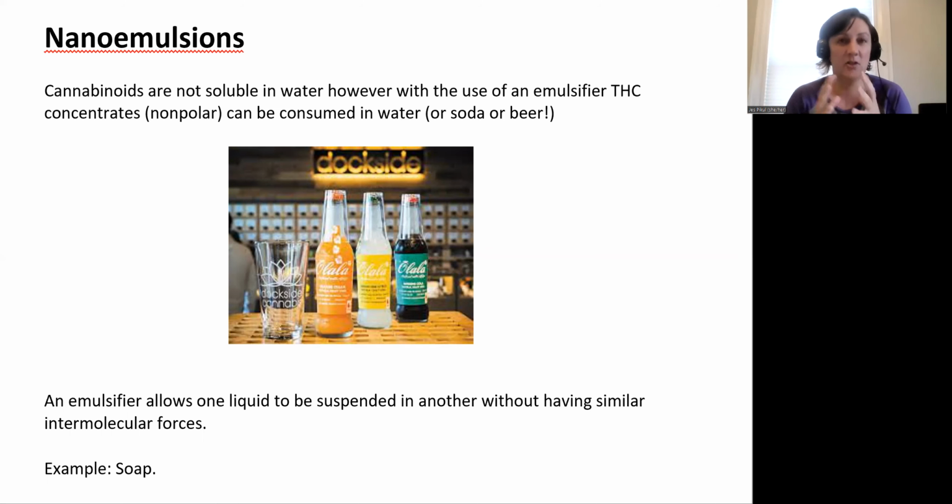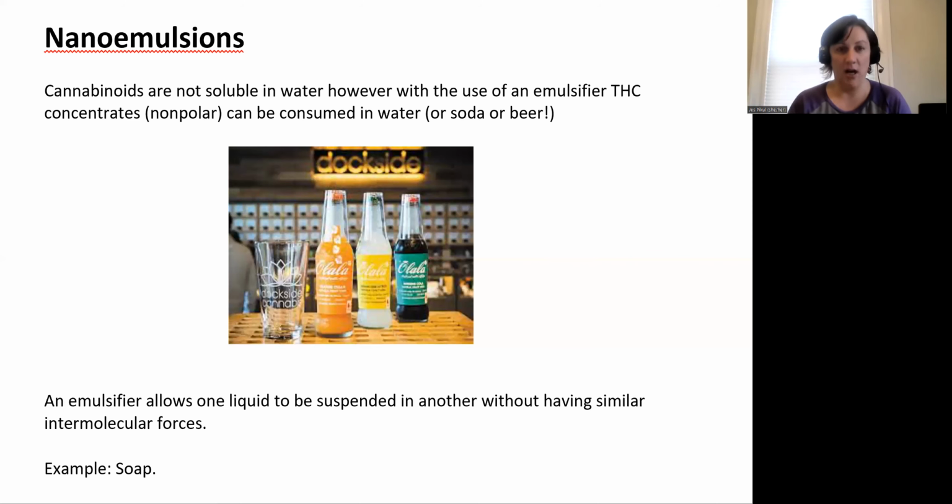Cannabis sodas are ice cold, water's the solvent, and yet it delivers THC to the consumer. And so this is a compound that's nonpolar, and it's being consumed in a very polar solvent, so how it works is emulsions. An emulsifier is a compound that will make a liquid that's nonpolar be suspended in one that is polar. So they don't have to have similar intermolecular forces. And it's not really dissolving the compound. Instead, it's distributing it evenly as a suspension in the water solvent.